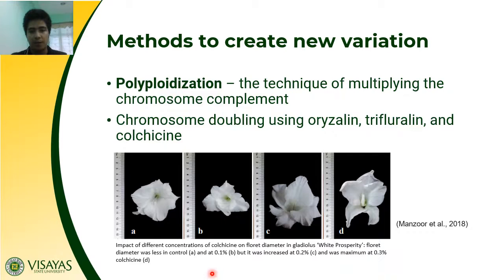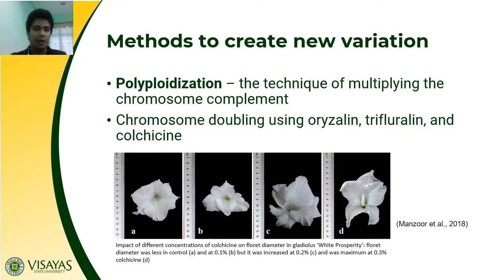The effectiveness of colchicine in chromosome doubling, or to induce polyploidization, depends upon the concentration of the chemical. So here in our example, we have the normal or control gladiolus, and letter B is the concentration of 0.1%, and as you notice, there's not much increase in the size. In fact, if you look at it with your eyes, the flower is smaller compared to the control. But by increasing the concentration of colchicine, the researchers observed that some of the plants' flowers or florets increased. Here you have a bigger floret in C compared to the control.